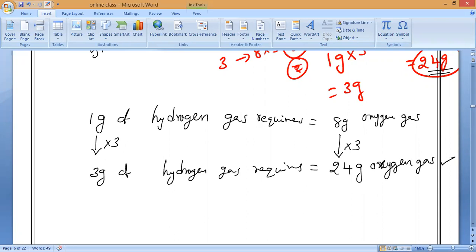Are you clear, everybody? So you have to write the statement. What is the statement you have written? Statement is very important. I will keep saying the same thing. Thus, 24 grams of oxygen gas would be required to react.